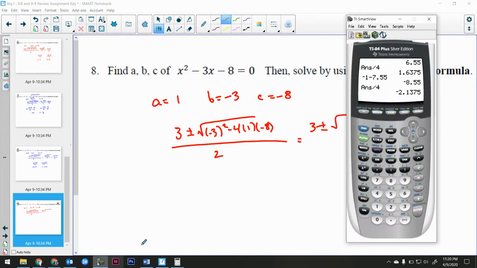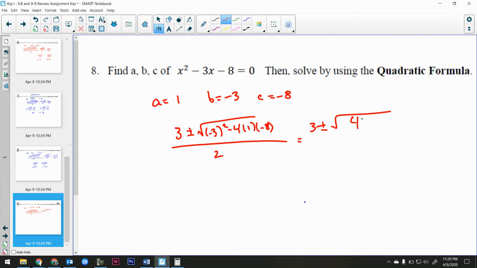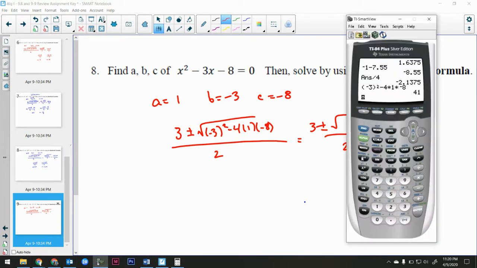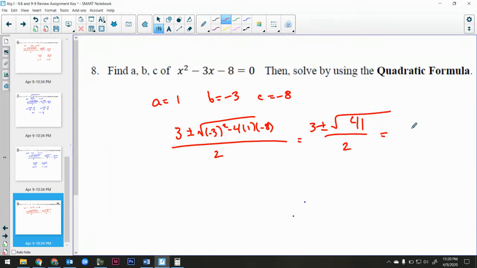B squared minus 4 times A times C. 41, the square root of 41 all over 2. Now, what is the square root of 41? Square root that answer. 6.4. 3 plus or minus 6.4 over 2. Okay, so that gives me 3 plus 6.4 over 2, and 3 minus 6.4 over 2.